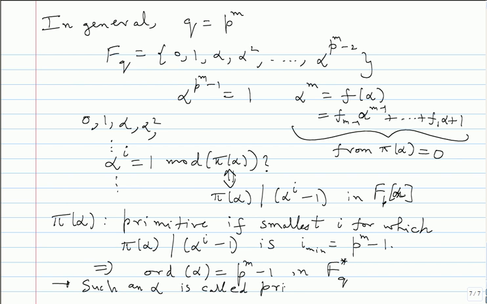An element of order q minus 1, or p power m minus 1, in F_q, multiplicative order, is said to be primitive. It's the only thing you pretty much need. You also need this relationship. Don't underestimate this relationship, it is very, very important. That comes from the pi of alpha, and the primitive element gives you the whole thing.